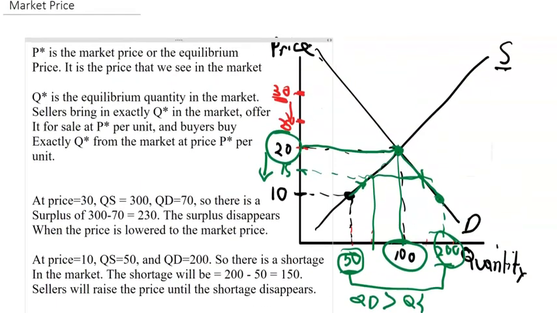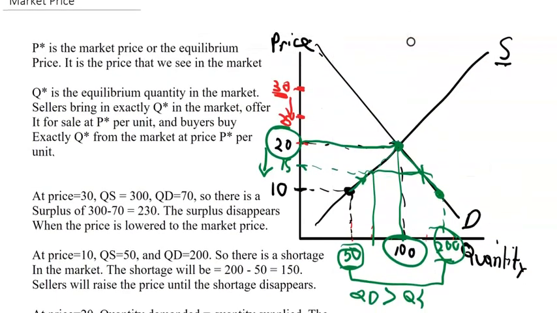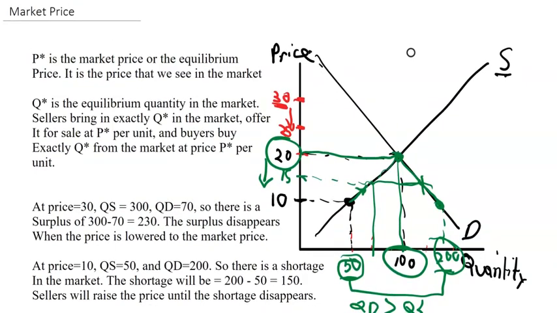In another example, in another slide, we will look at what happens when one of the factors of demand and supply changes, and how that affects price. For now, we covered what market price, or equilibrium price, is, and what equilibrium quantity is. So basically, this is going to be my equilibrium.